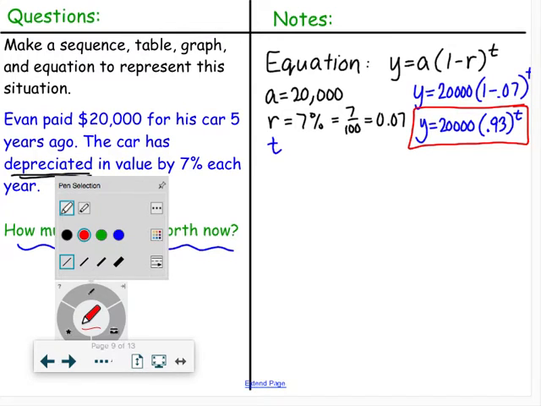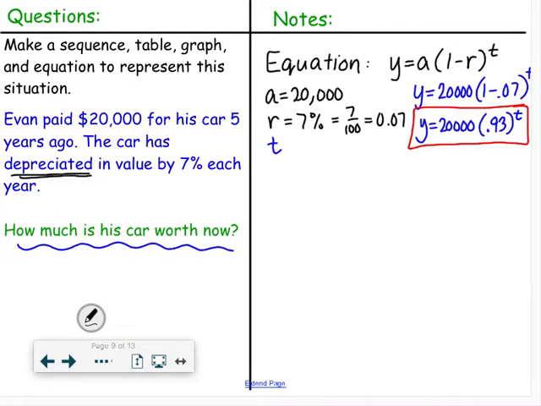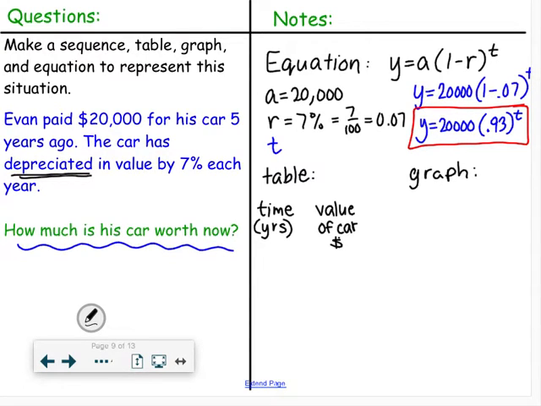All right. So this equation is going to help us make our table and our graph. So table and graph. Now, in my table, my variables from the equation are t and y. T stands for time in years, so I'm going to go with time in years. And then y is actually representing the value of the car, and that's in dollars.